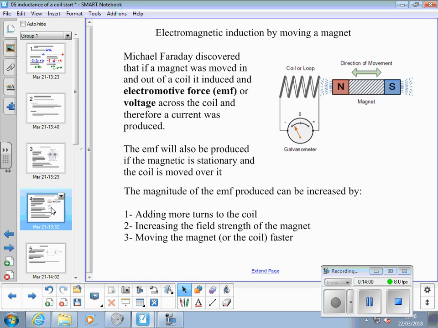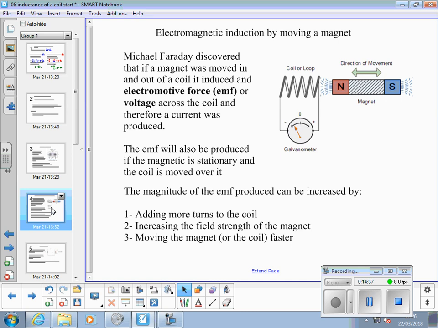If we take this diagram and we say we're going to move that north pole into that coil, we'll produce a current in one direction. As we pull back out again, the relative motion's reversed, so you'll get current in the opposite direction. If we turn the magnet round, those two directions will be reversed, because we're entering a south pole in and taking a south pole out. So the direction of that induced current is chosen by the poles of the magnet and the direction of movement.